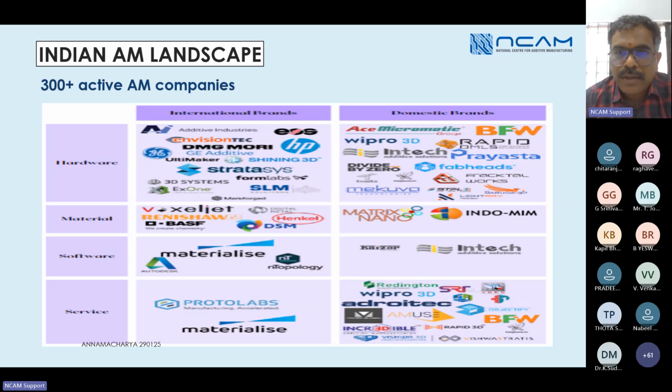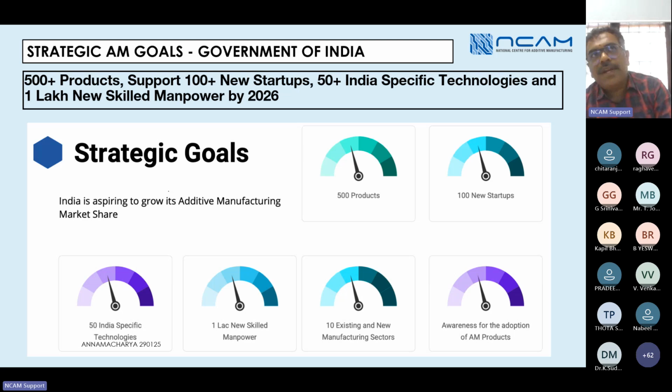Also, if you see the hardware vertical on the upper right side, companies are growing there. Even for small FDM-based machines, some companies are slowly growing to develop additive manufacturing in India. So the National Center for Additive Manufacturing, as the additive manufacturing epicenter, is working for the growth of the Indian AM landscape. The Government of India has given us a big task with 2026 as the target: almost 100 plus new startups, 50 Indian-specific technologies, 1 lakh skilled manpower, 10 existing and new manufacturing sectors to be adopted, and awareness of the adoption of AM products.